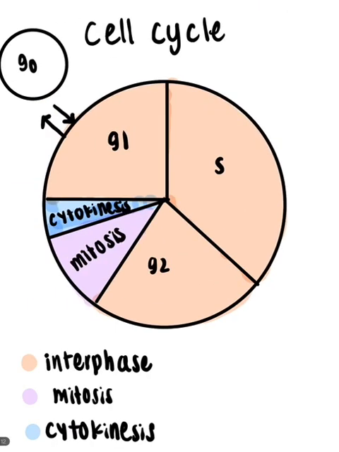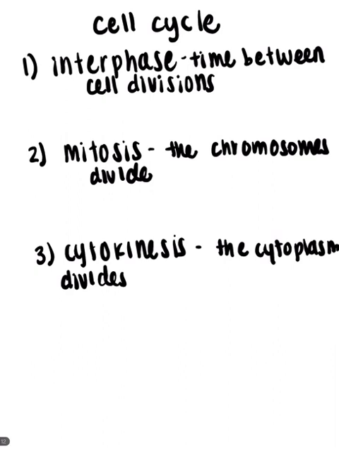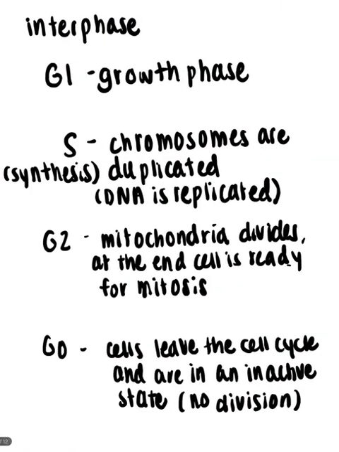So interphase is this huge part that's in orange. And you have mitosis, which is a smaller part, and cytokinesis. The reason I put all of this in is so you can see that interphase is where the cell spends the most amount of time. So interphase is the time between cell divisions. Mitosis is when the chromosomes divide, and cytokinesis is when the cytoplasm divides. And we'll go over that shortly.